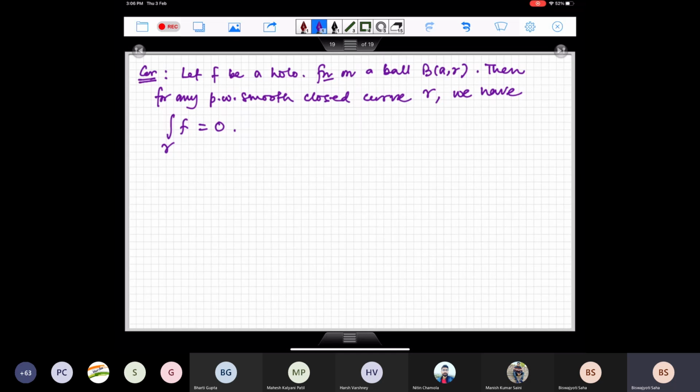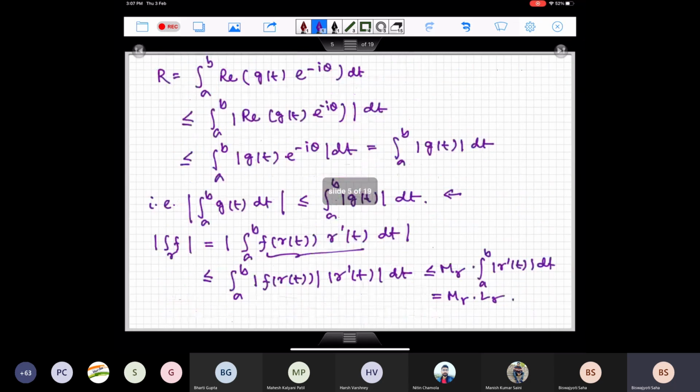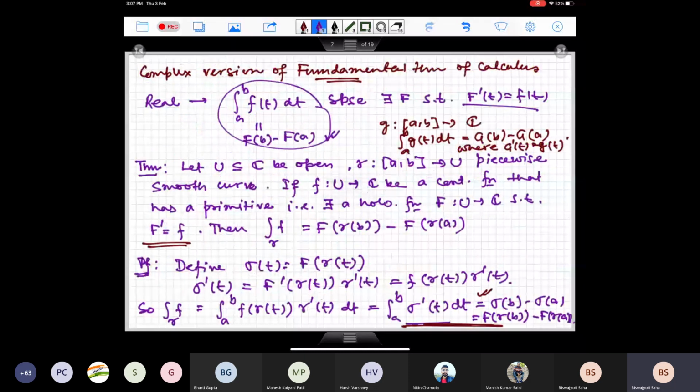Absolutely. So whenever we have a primitive, then this, I think it was done not in the last class, right? But the class before. Let me see. Was it in the last class? Probably. Yeah, here. Yes, in the last class only.